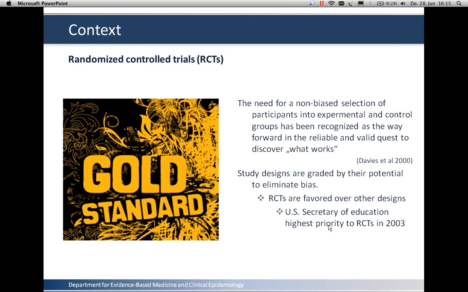And there's the need of non-biased selection of participants into experimental and control groups to get valid answers and evidence-based information about what works. And therefore, the study designs were graded by the potential to eliminate bias. I brought here the example that RCTs were favored over other study designs. For example, the US Secretary of Education gave RCTs in 2003 the highest priority on the question of which study should be funded.